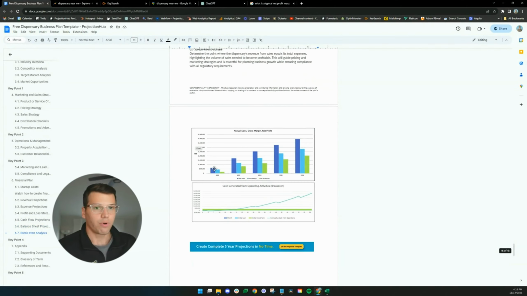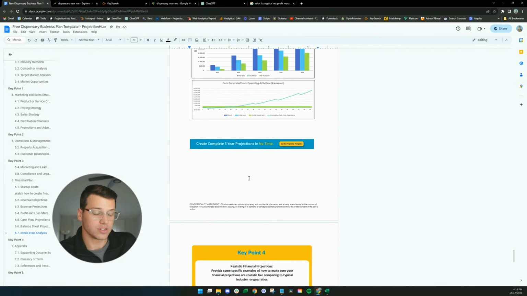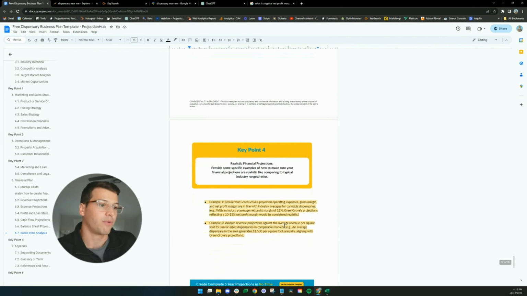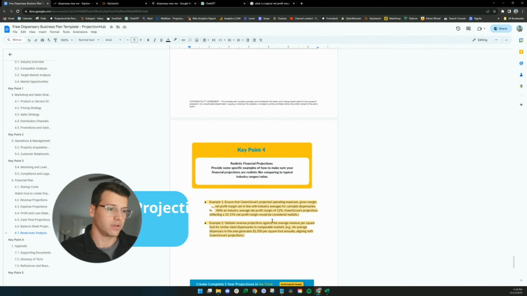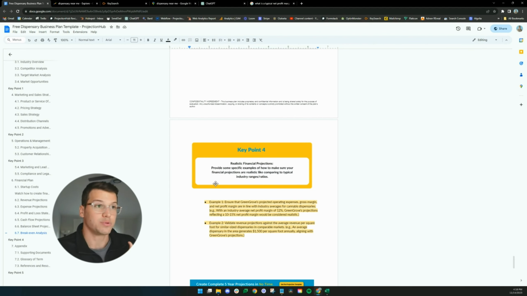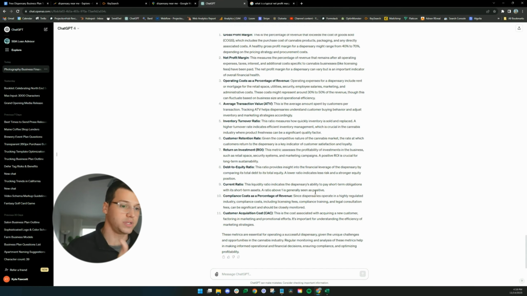But key point number 4 is not just to create financial projections. Again, the minimum requirement is that you have to have financial projections for a startup. But key point number 4 is that they are realistic and within industry norm. So you might be saying, well, how am I supposed to know if they're realistic? And my advice would be to just go to Google. Use Google, or if you're comfortable with tools like ChatGPT or an AI search, you can just ask them too.